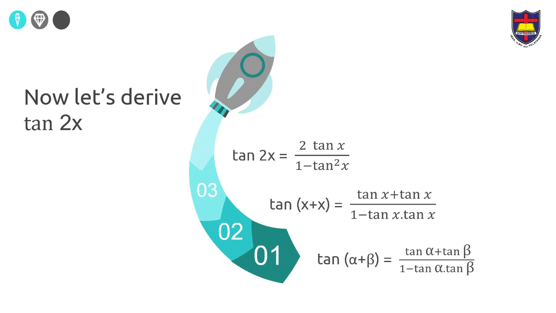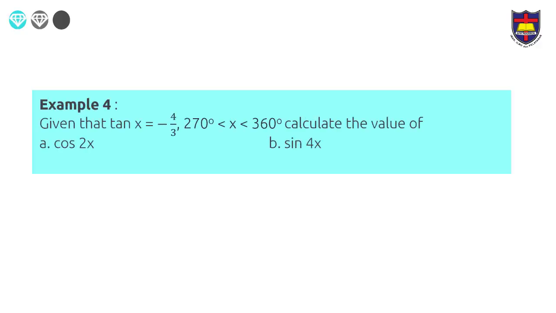So let's continue until the end and get all of them together. Here we have example 4. Given that tangent x equals minus 4 over 3, with x between 270 degrees and 360 degrees, calculate the value of cos 2x and then sine 4x. So let's see the working together.